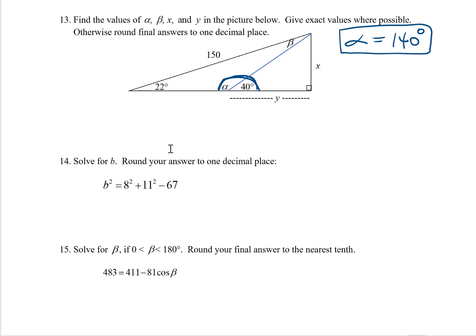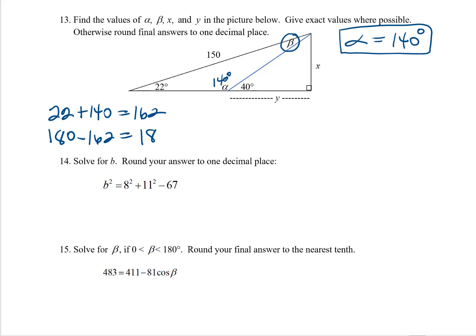Well, now that I know that, I can easily find this angle beta. I have this triangle over here that has a 22 and it has a 140. If I add those two together, I get 162. Well, 180 minus 162 must be the value for that little angle beta, and that comes out to be 18 degrees. Okay, what about these sides?